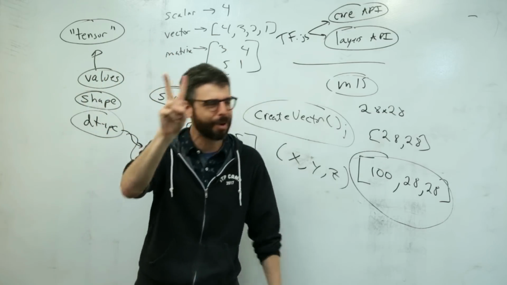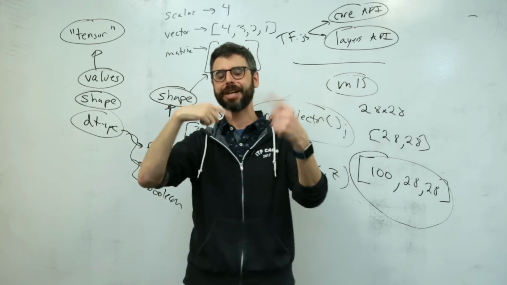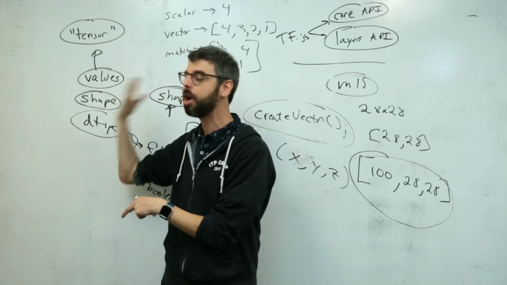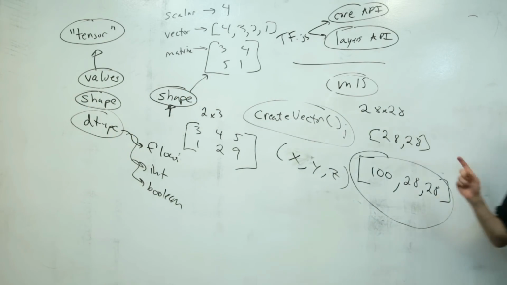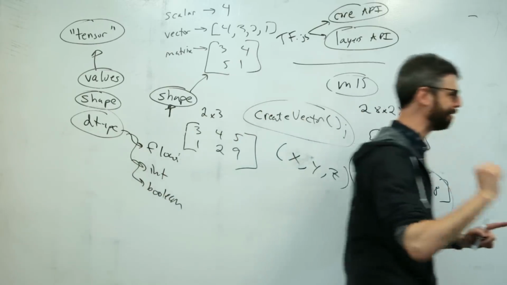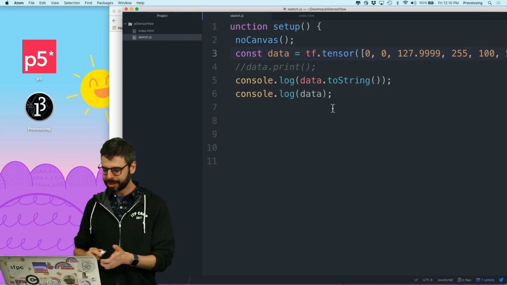So I want to do 2 more things before I move on to the next video where we'll start to look at some operations, or mathematical operations, on these tensors. And also I need to talk about the difference between a tensor and a variable. I'll get to all that. So let's do a couple more things.